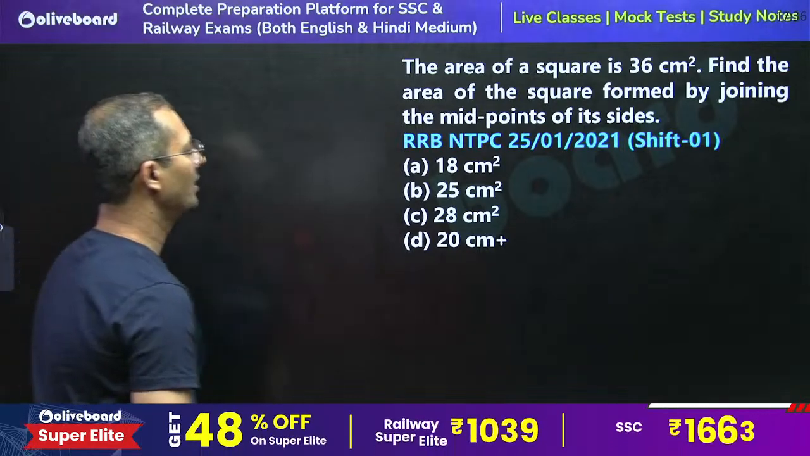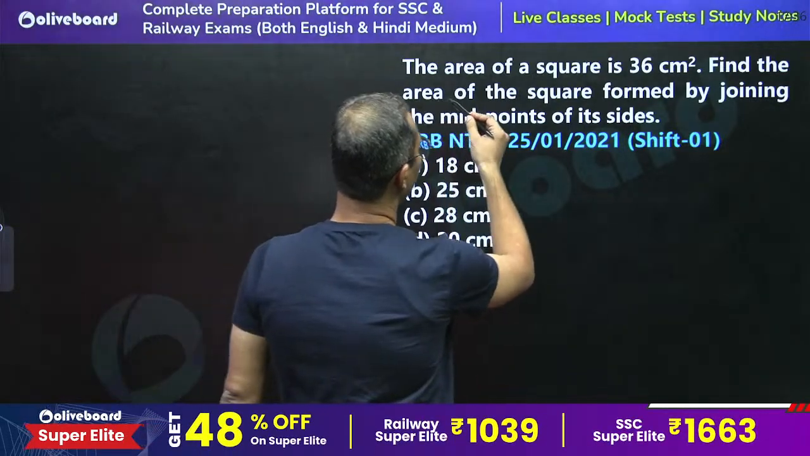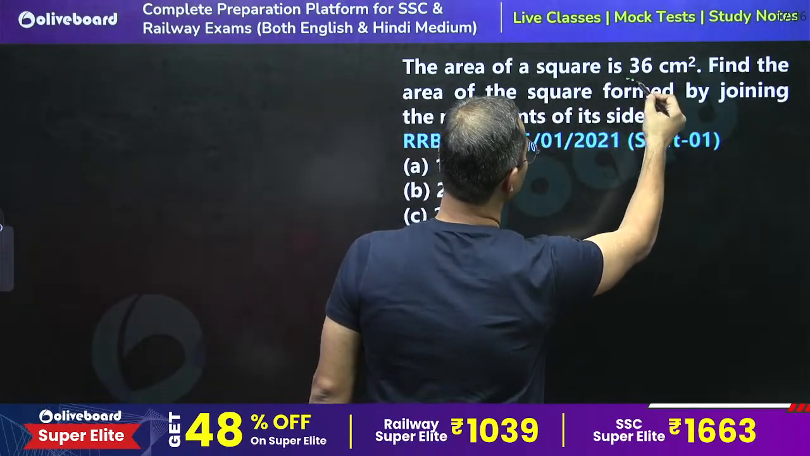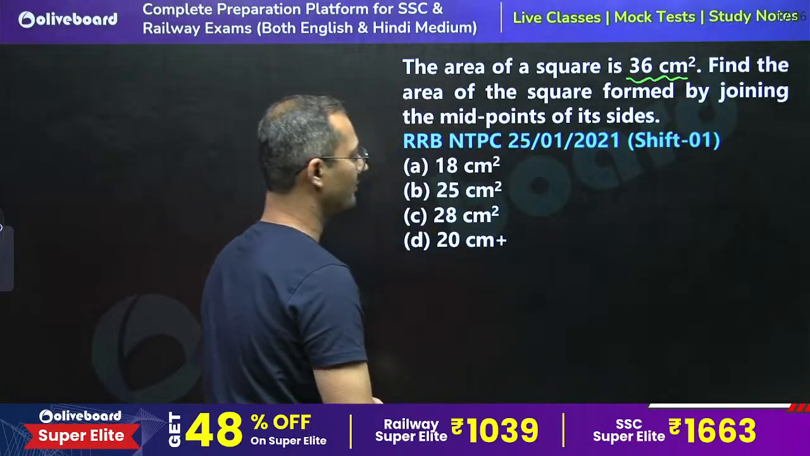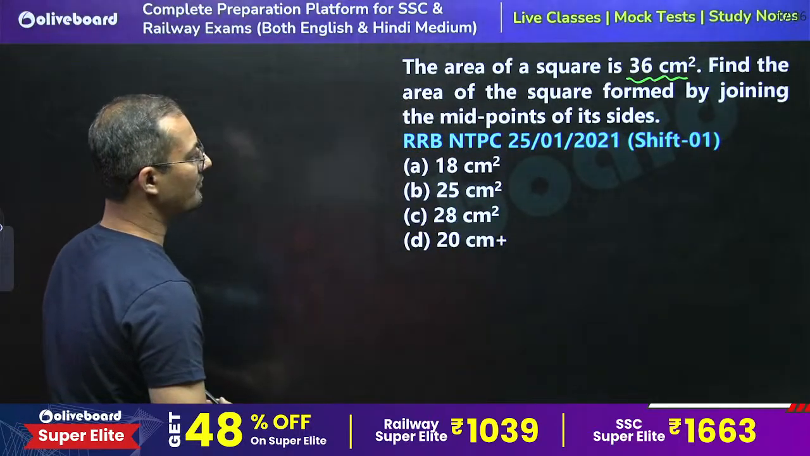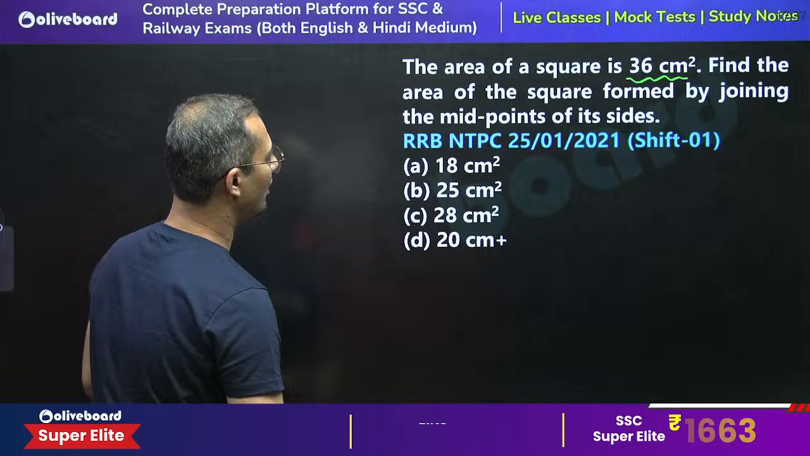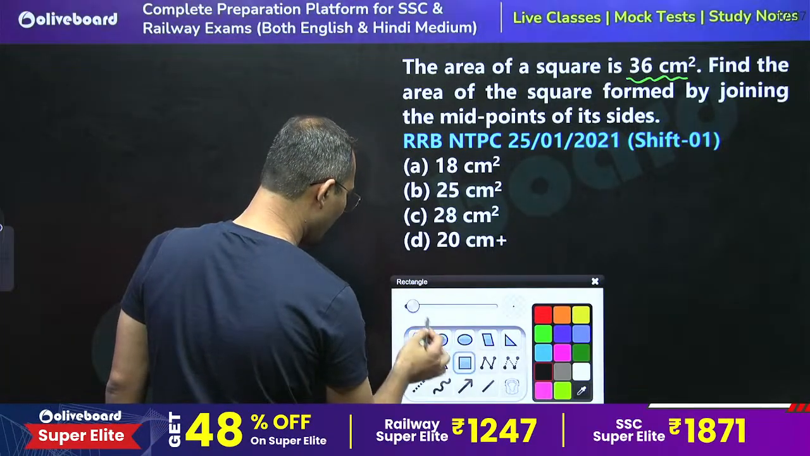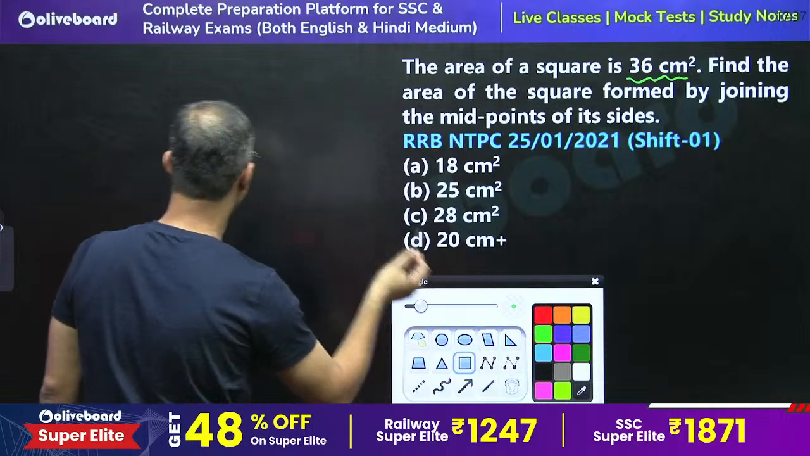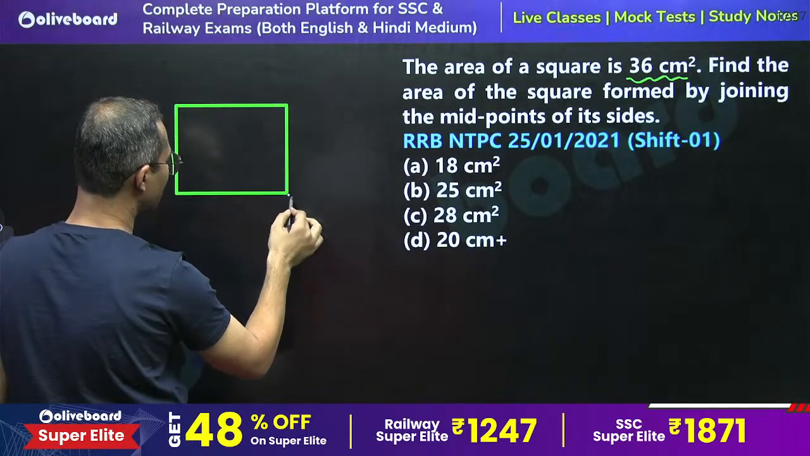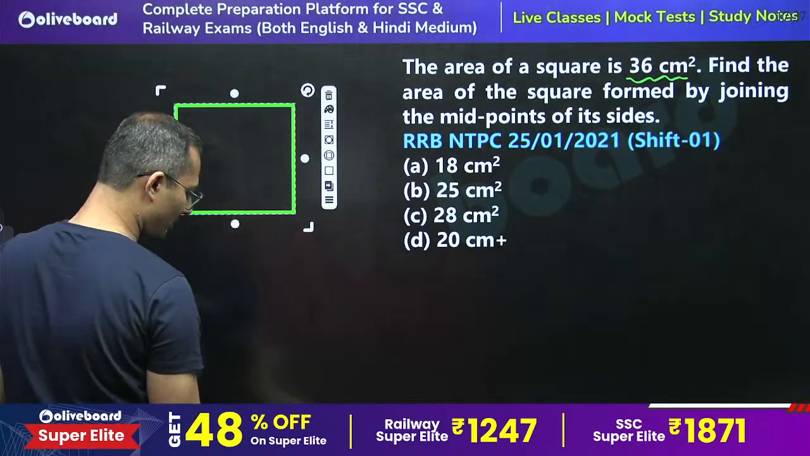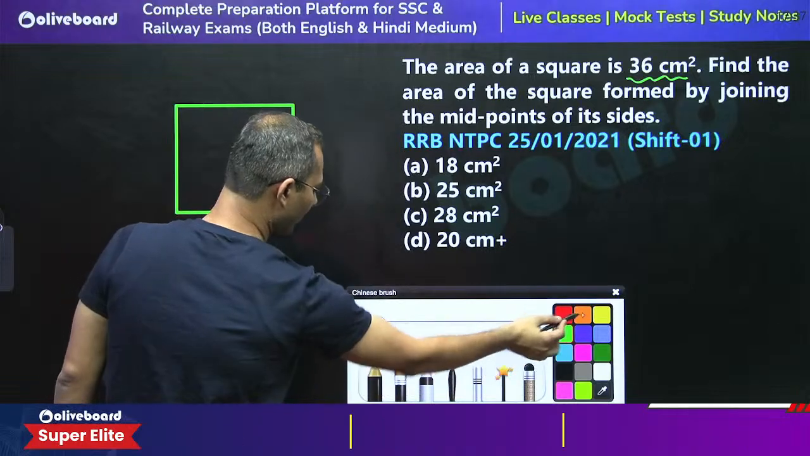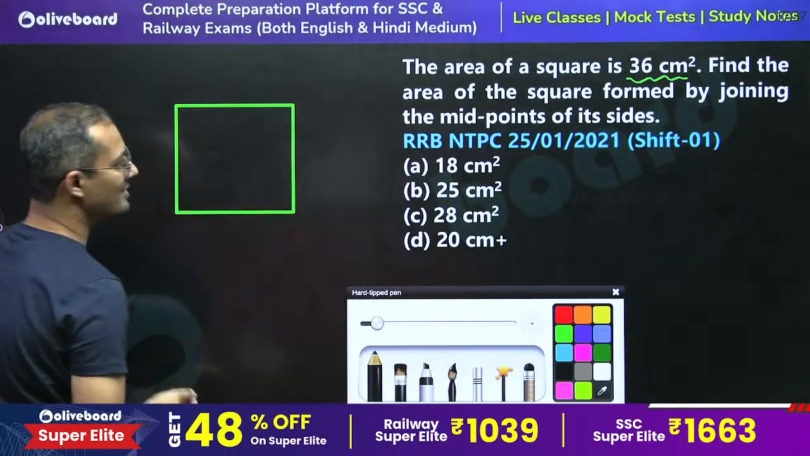The question is saying the area of a square is 36 centimeter square. Find the area of the square formed by joining the midpoints of its sides. A square is a figure in which all sides are equal, right? We all know that all sides of a square are equal, right? No problem in this.